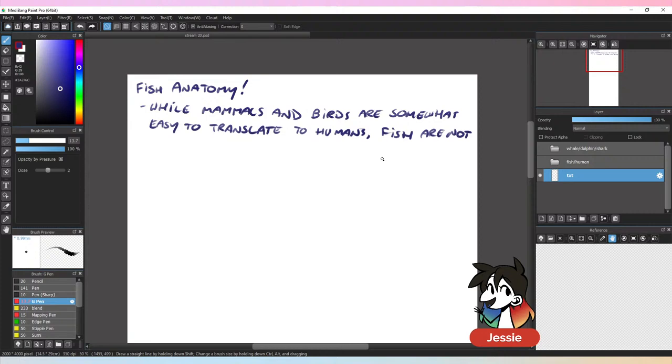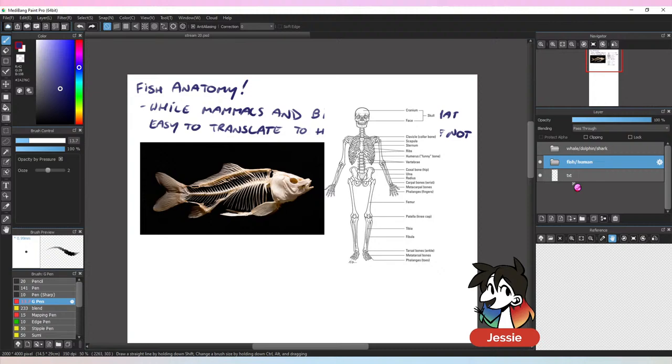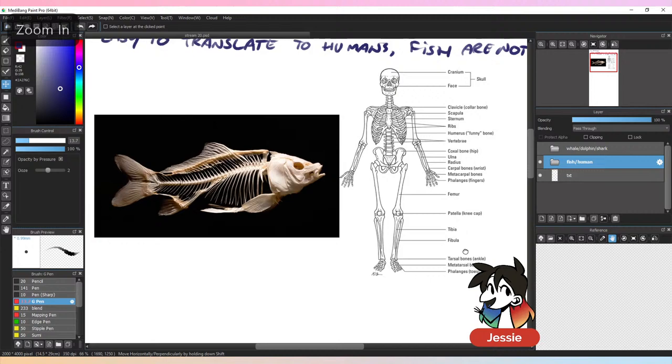I don't think I needed to be a genius to know that fish and humans are not that similar, right? So comparing a fish to a human is very different. Let's pull up the skeletons, as we always do to start off. You look at these two, not a lot in common, right? They're very, very different.